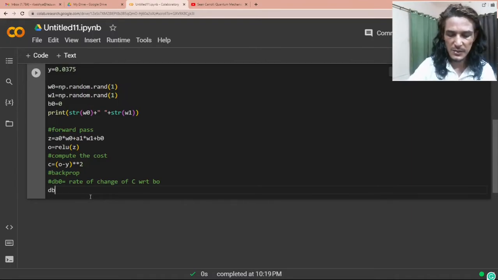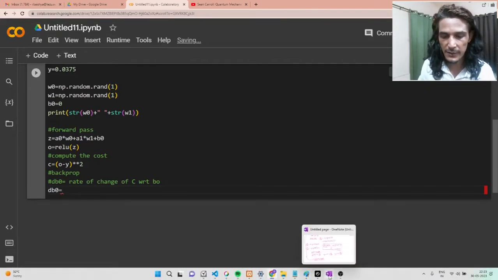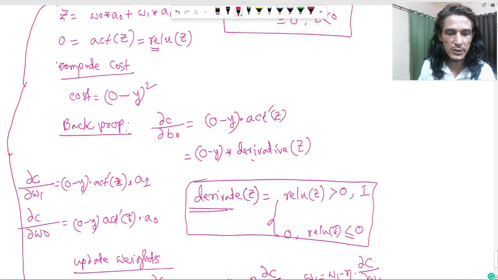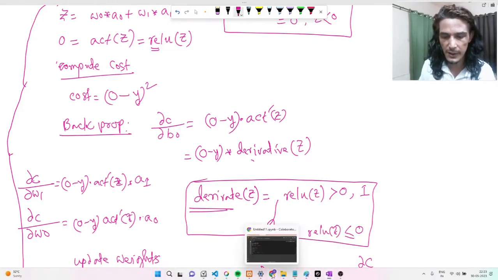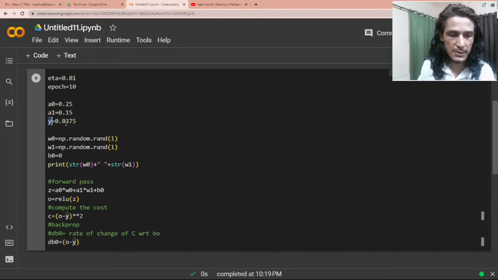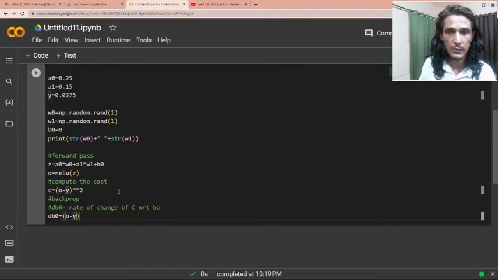So what is db0 equal to? We have computed it, right? We have found the corresponding expression. The rate of change of cost with respect to b0 is O minus y multiplied by the derivative of z. Okay, no problem, we can write it now. O minus y is directly coming, where O is the output generated and y is the desired output. Both these terms we have, because y is a constant and O we have computed somewhere here. So at this point, we can write O minus y, multiplied by the derivative of the activation function.